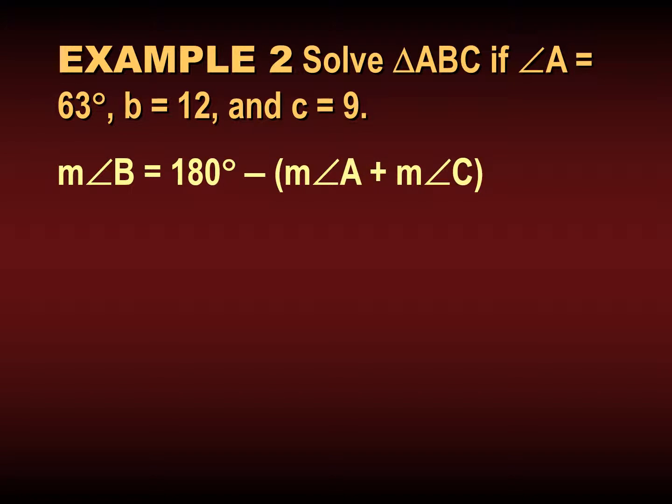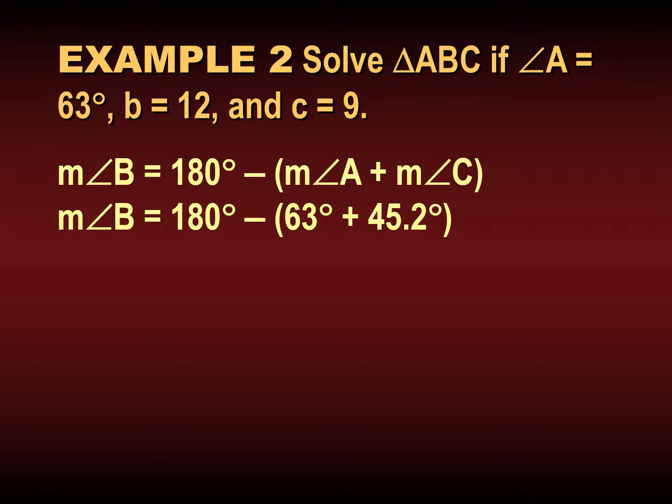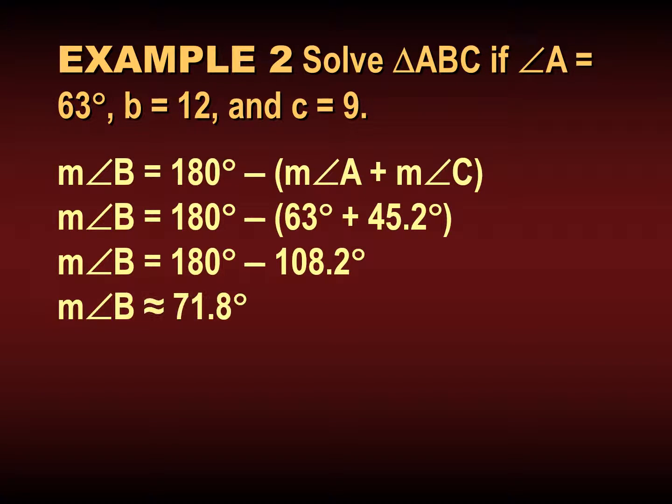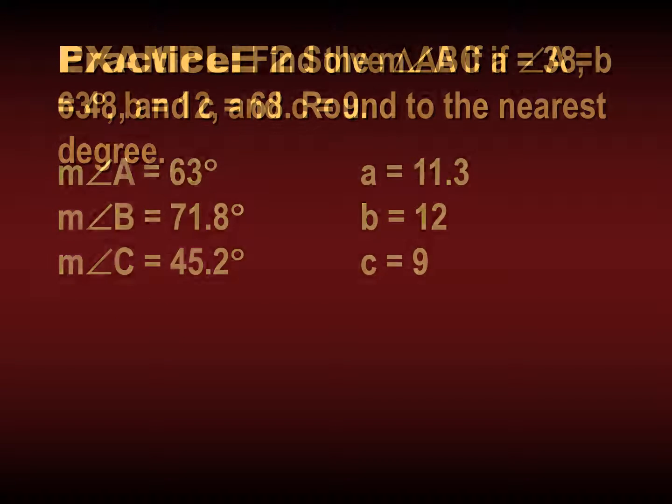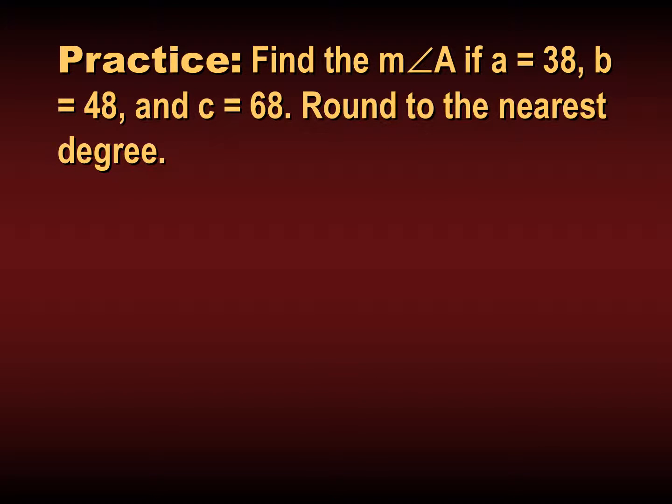So for my last angle, angle B, I just have to subtract angle A plus angle C. Well, angle A was 63, and angle C was 45.2. So 63 plus 45.2 is 108.2, and 180 minus that is approximately 71.8 degrees. So here's a recap on the answers for example 2. Let's go ahead and do a practice problem.